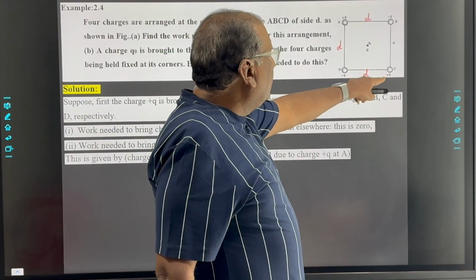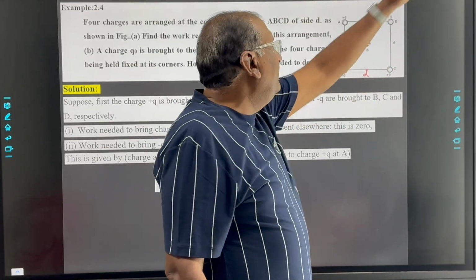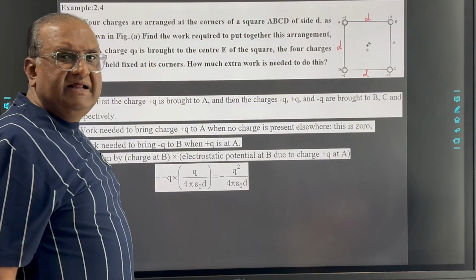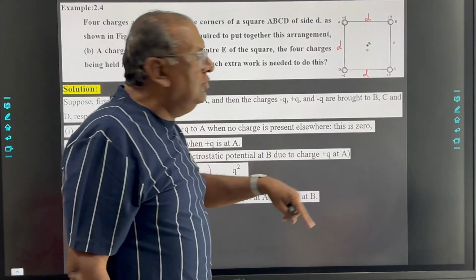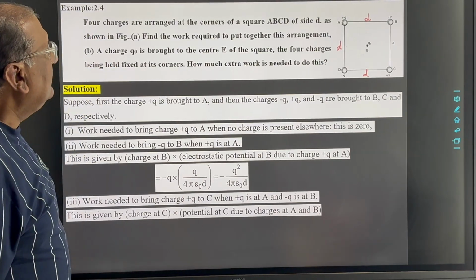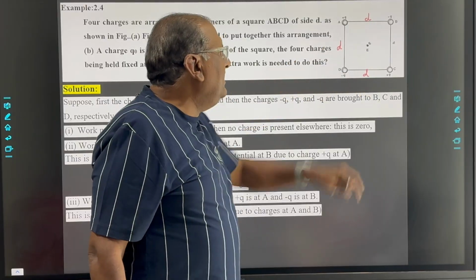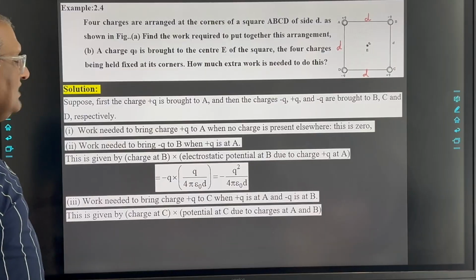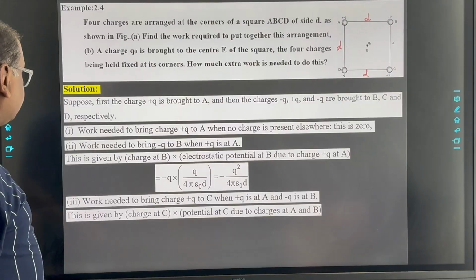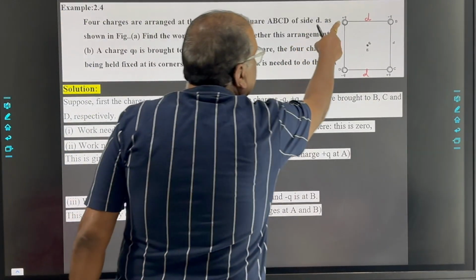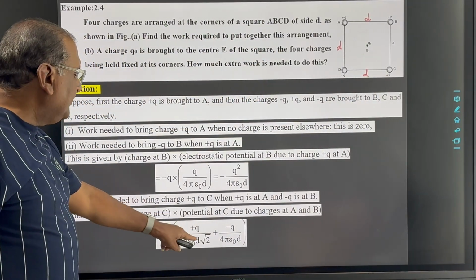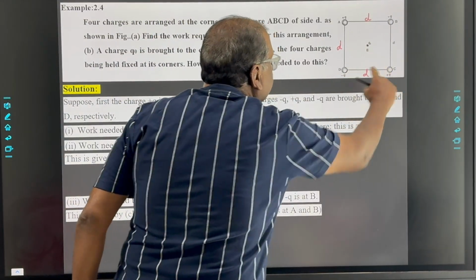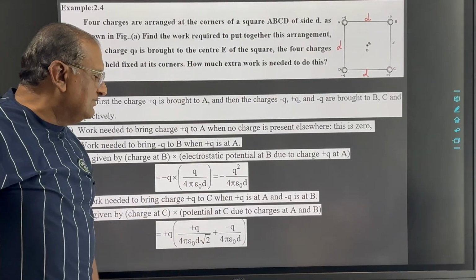Now third, we have to calculate the total work done in bringing charge plus Q from infinity to point C. So here the total work done to bring charge plus Q at C is equal to charge plus Q into the potential at C due to the charge at A, meaning plus Q, and the charge at B, that is minus Q. Now the charge at C is plus Q, and the potential of A at C is 1 upon 4 pi epsilon 0, Q upon the distance between A and C, that is the diagonal, so root 2 D, plus the potential of minus Q at C, that is minus Q upon 4 pi epsilon 0 D.